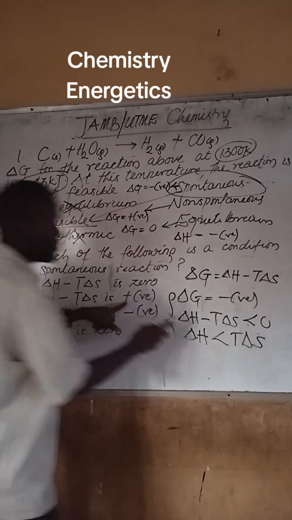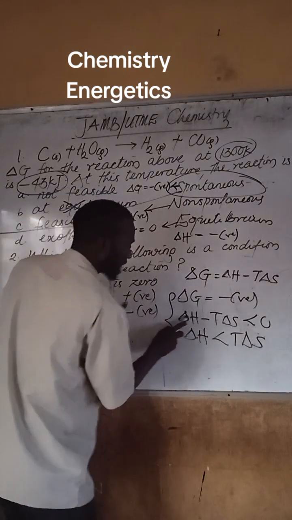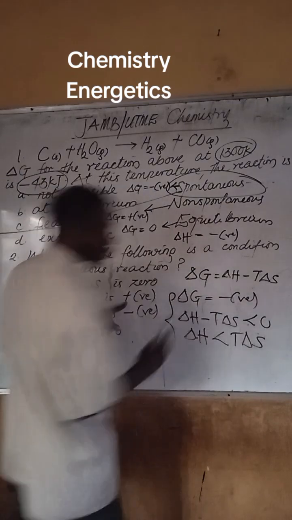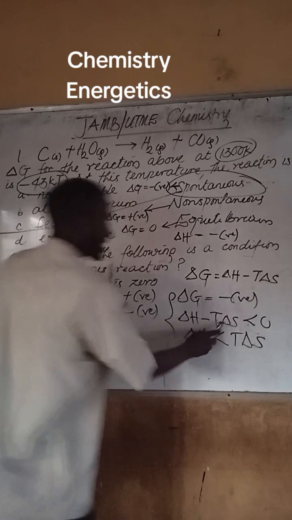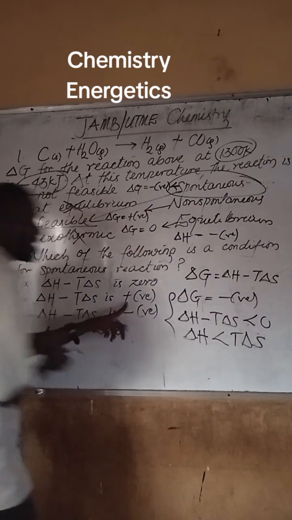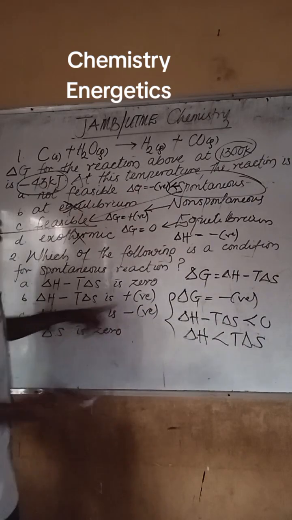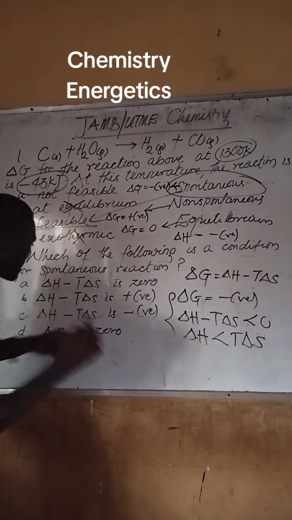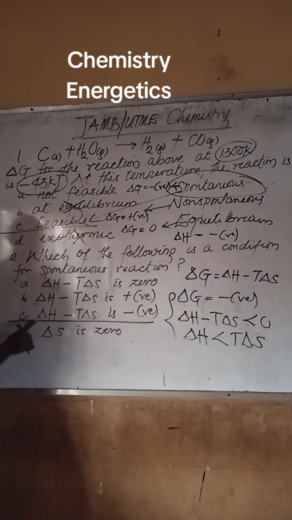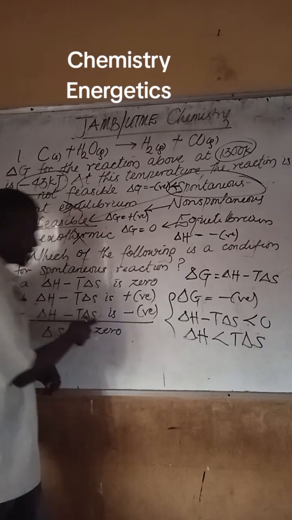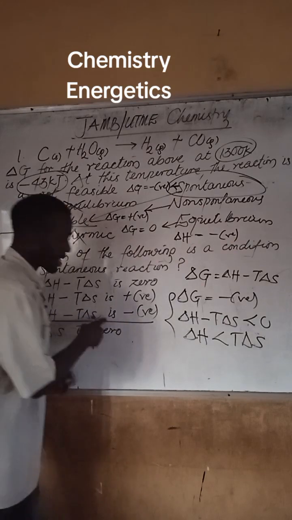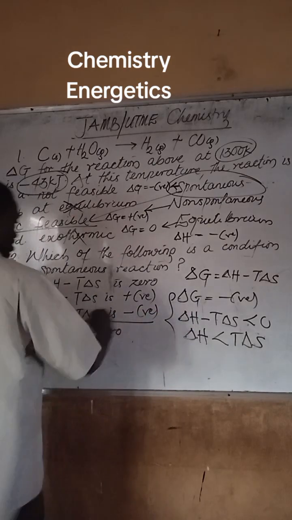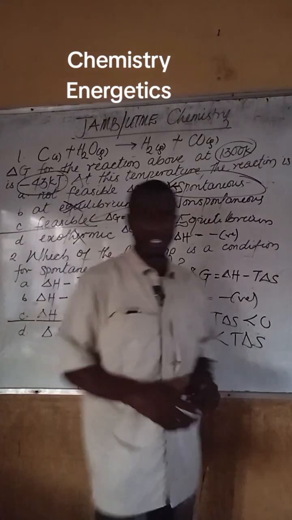Now if delta S is positive, it means that T delta S is very much greater than delta H. But if delta S is negative, then it makes this one positive, and then this being positive will make the change in Gibbs energy positive, and the reaction non-spontaneous. So the answer is going to be this, that delta H minus T delta S, which is the change in Gibbs energy, is negative. So this is the condition for spontaneity of a reaction.